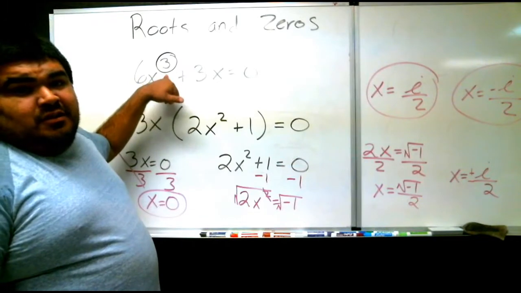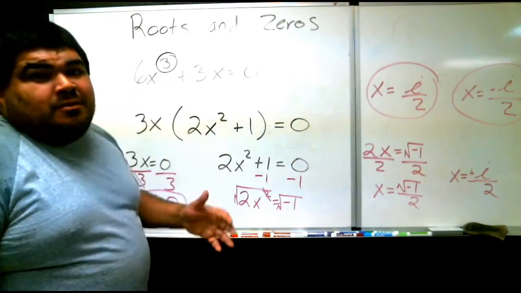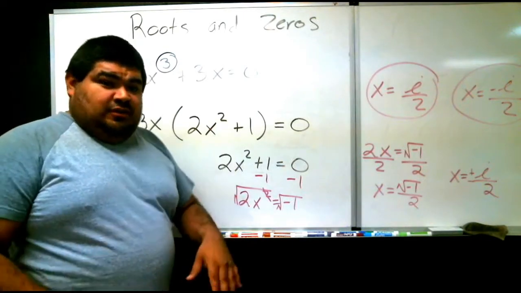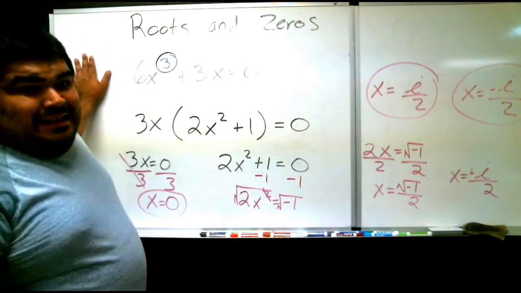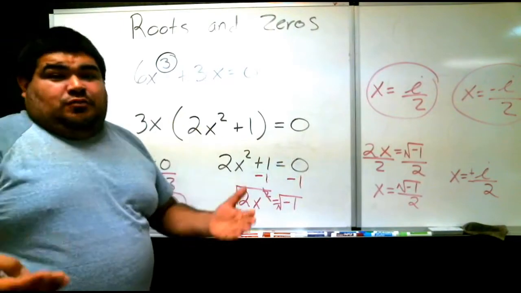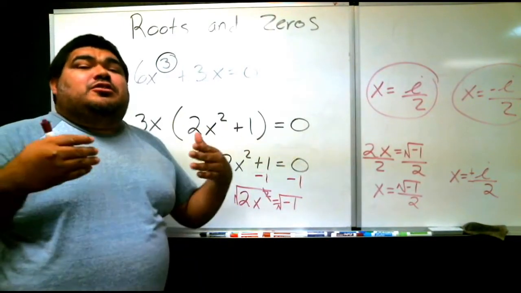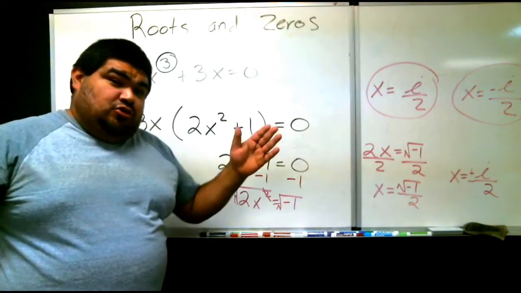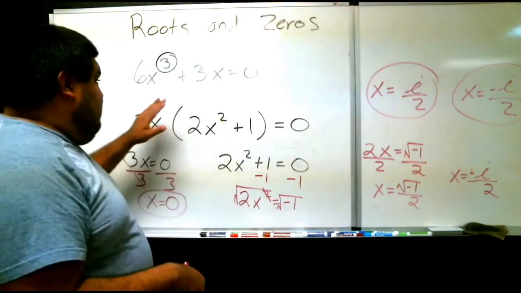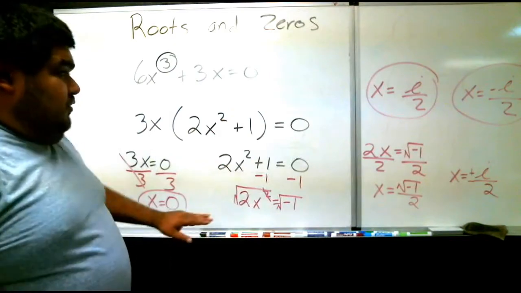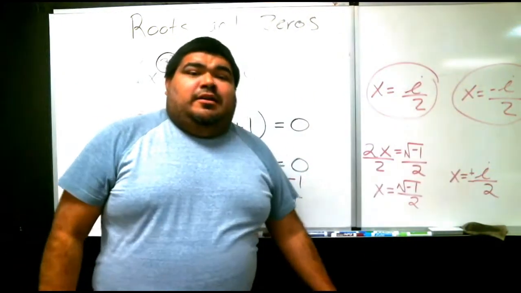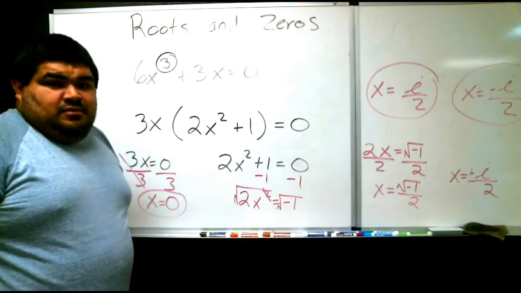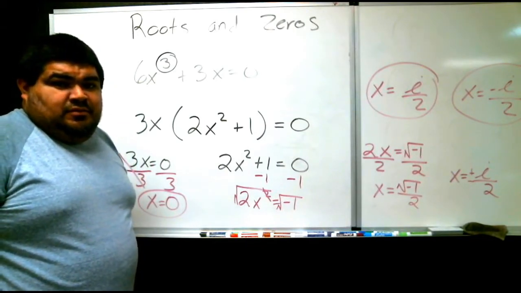Again, ours, the biggest exponent was 3. Always in your problem, your biggest exponent is how many solutions. If I had an x to the 4th, then there's 4 solutions. If there's x to the 5, then there's 5 solutions, and so on. The bigger the exponent, the more solutions you have. Since ours is just 3, it's just 3 solutions. Make sure you write it down in your notes.